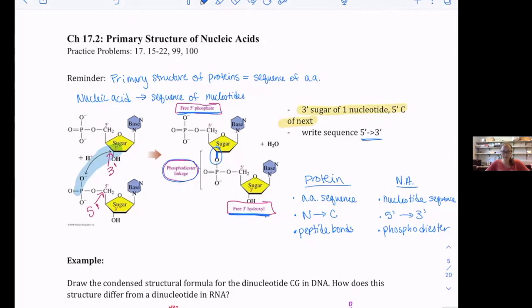So this is a little bit different from proteins. In proteins, we had our amino acid sequence. Nucleic acids, we have our nucleotide sequence. Proteins, we go from the N terminus to the C terminus. Nucleic acids, now we're going from 5' to 3'. And then our bond that connects these for proteins is peptide bonds. Nucleic acids is going to be our phosphodiester bond.